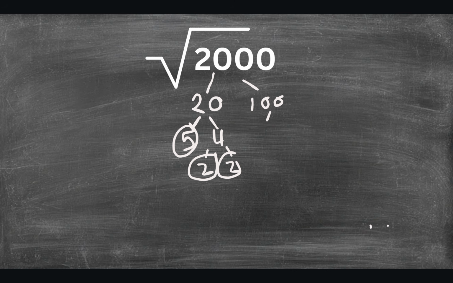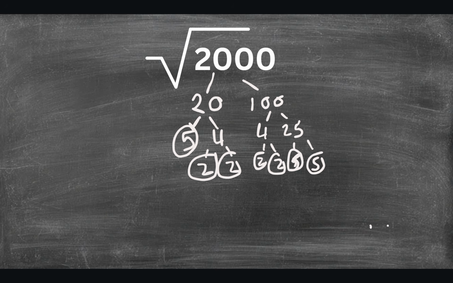Now with 100, we can go 4 times 25. Then 4 is 2 times 2, and they're all prime. And then 25 is 5 times 5. So we're down, by the way, that is a 5. It's a terrible 5. So we're down to all prime numbers.